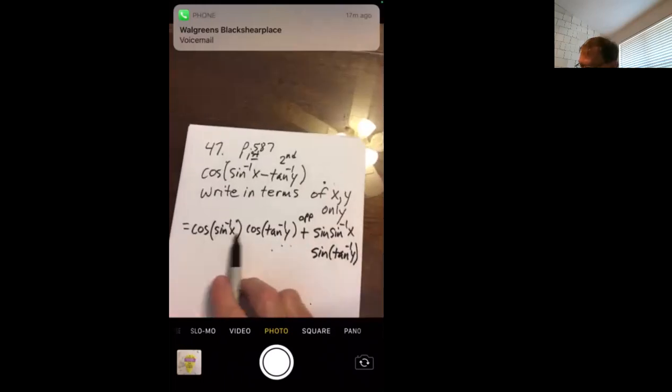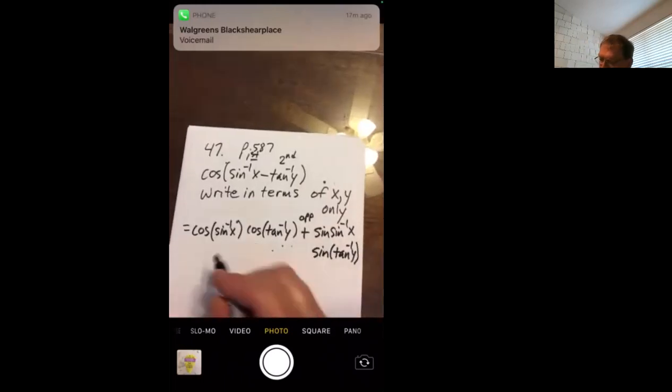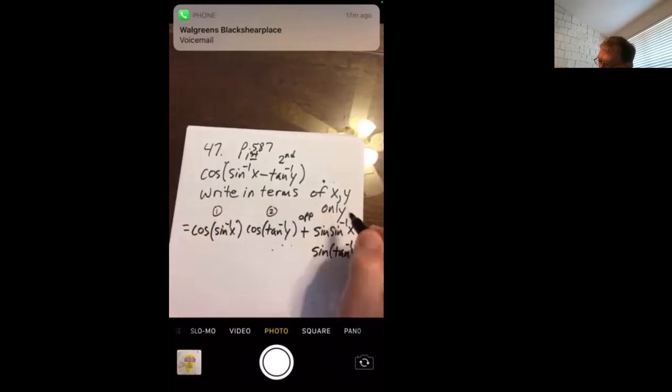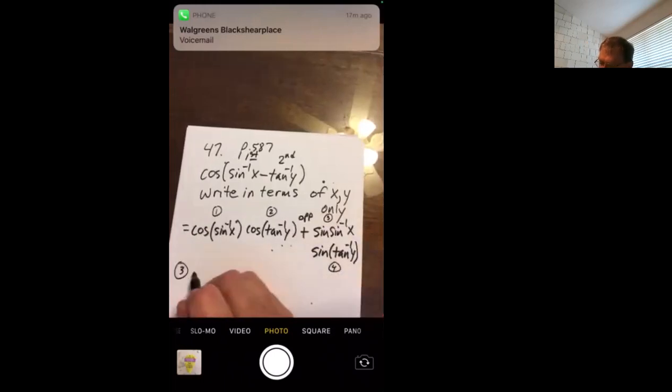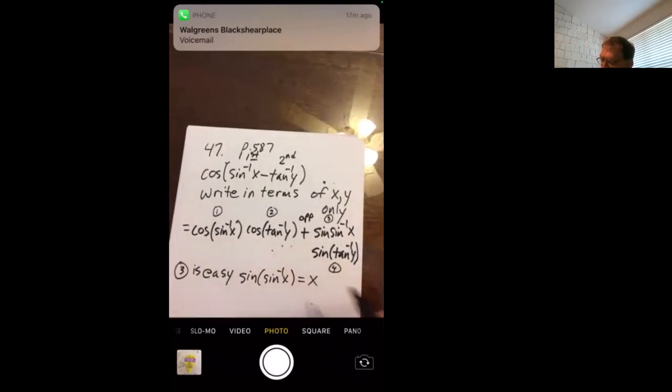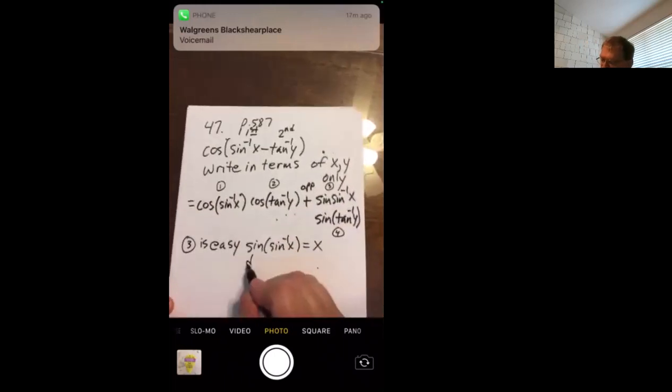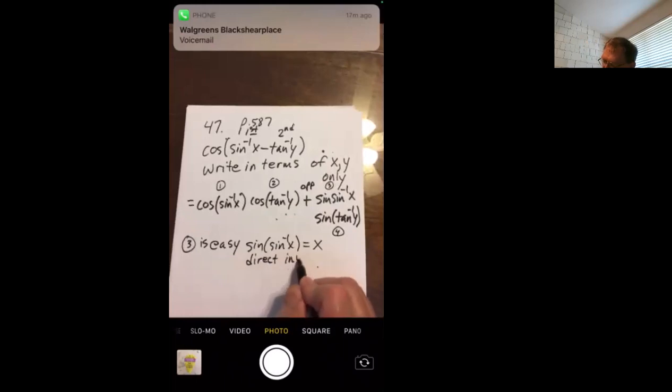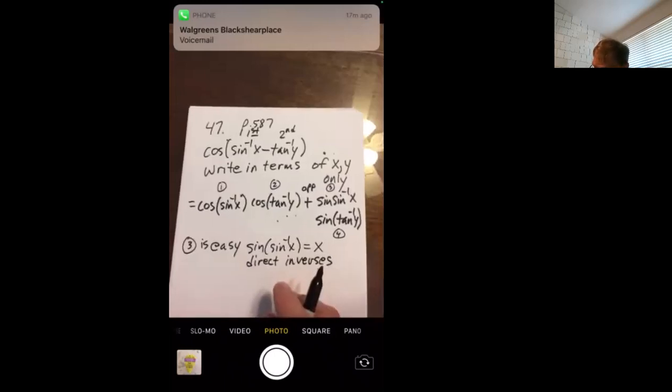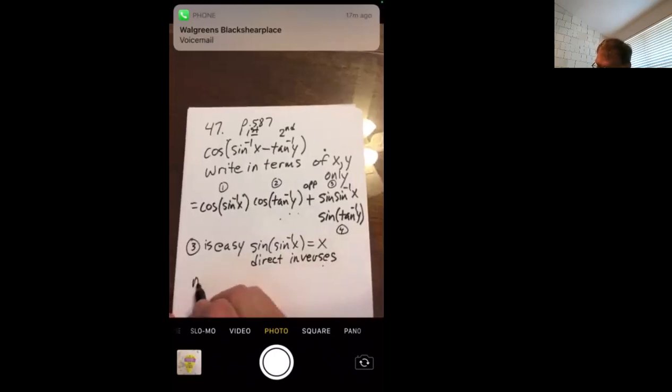Now, what I'm doing, I'm looking through this for anything that directly matches. You can number these piece 1, piece 2, piece 3, piece 4. Piece 3, easy. Sine of arcsine x is just equal to x. Direct match, direct inverse. These are direct inverses. The only one that works like that. Okay. Other pieces, you must draw a triangle.